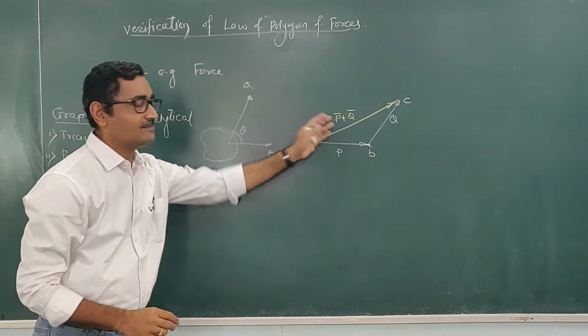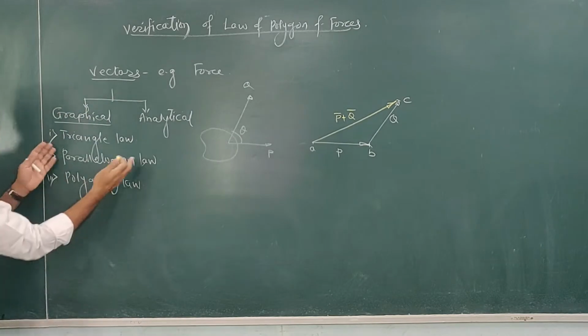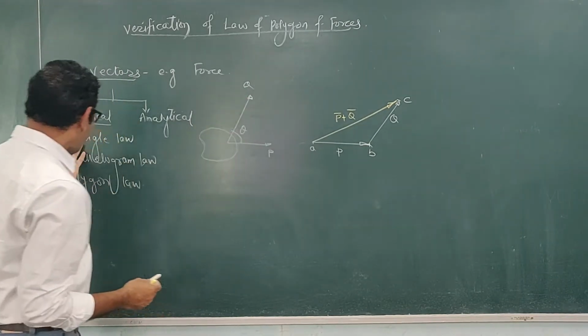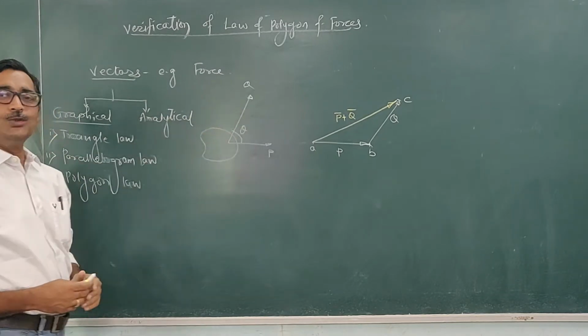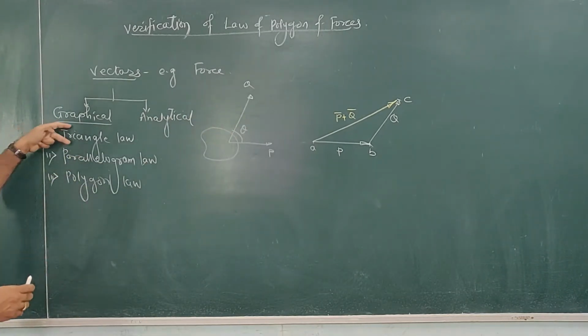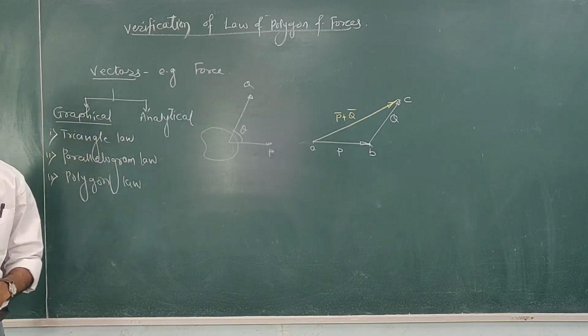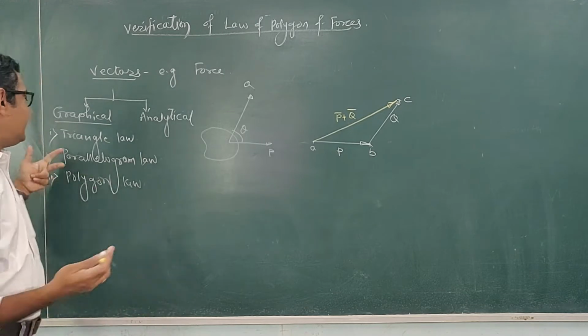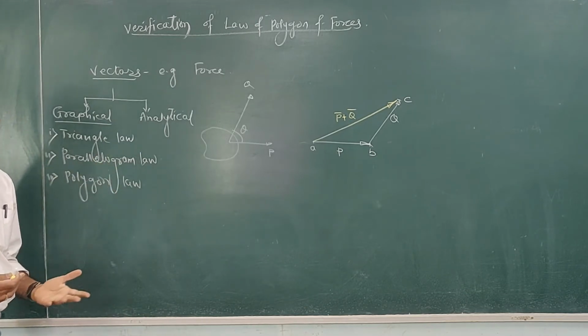Okay, this is the summation. In parallelogram law also it is the same. Here parallelogram law and triangle law are applicable only for two vectors. When we want to add two vectors, we can use the triangle law and the parallelogram law, whereas when we want to add more than two vectors, we have to use the law of polygon.